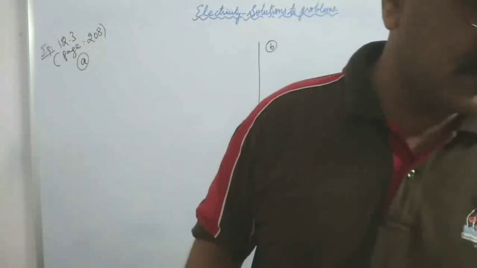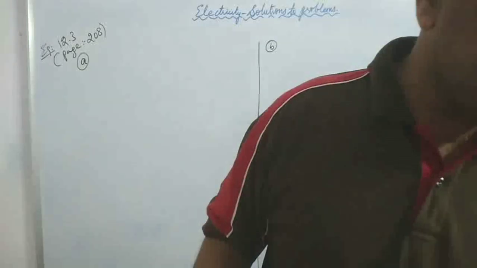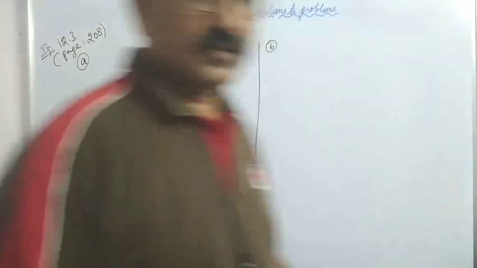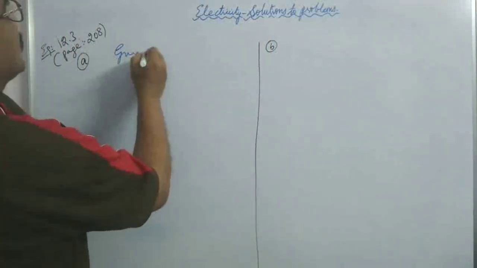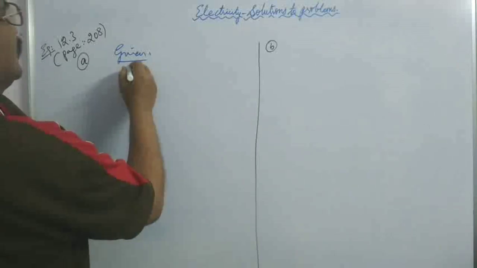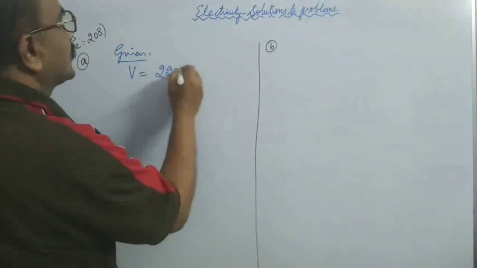How much current will an electric bulb draw from a 220 volt source if the resistance of the bulb filament is 1200 ohm? Okay children, we have the source of potential difference given. What is given to us? The source has a potential difference of how much? 220 volts. So that is 220 volts.